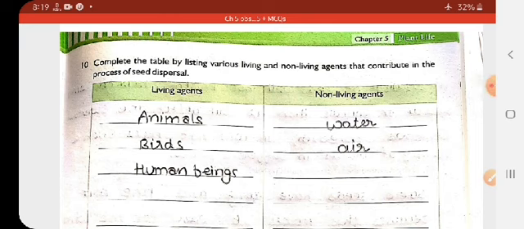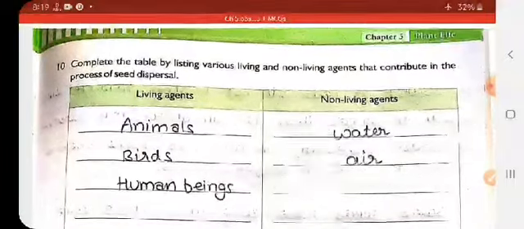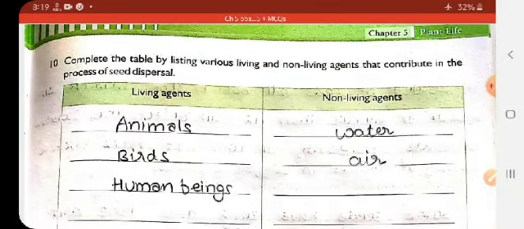Hello everyone, so we are going to continue with the observation question answers of chapter 5, Plant Life. The 10th question of the observation book chapter 5 is to complete the table by listing various living and non-living agents that contribute in process of seed dispersal. So the seeds are dispersed by various factors like animals, birds, water, air, and even by human beings. So we need to classify them, living agents on one side and non-living agents on one side. So living agents which help in seed dispersal are birds, animals and human beings, whereas non-living are water and air.